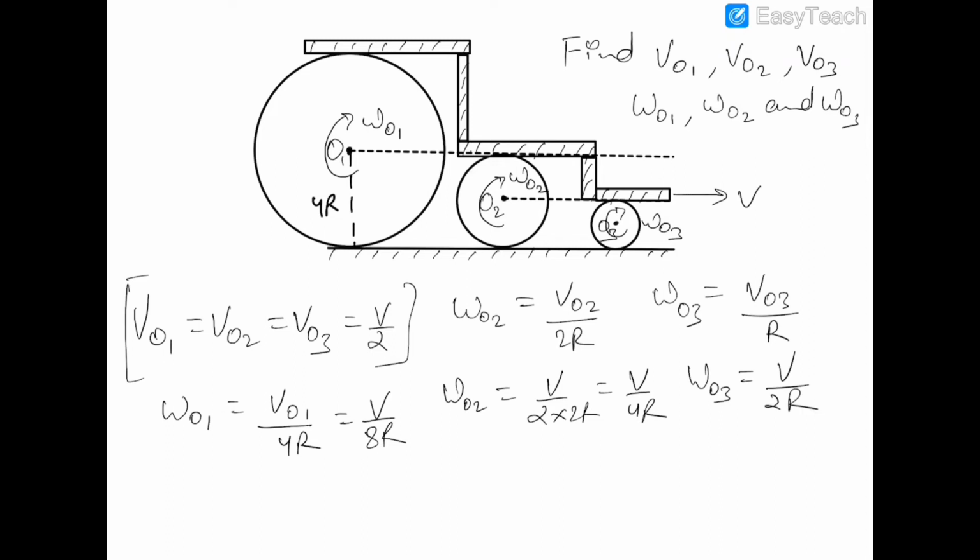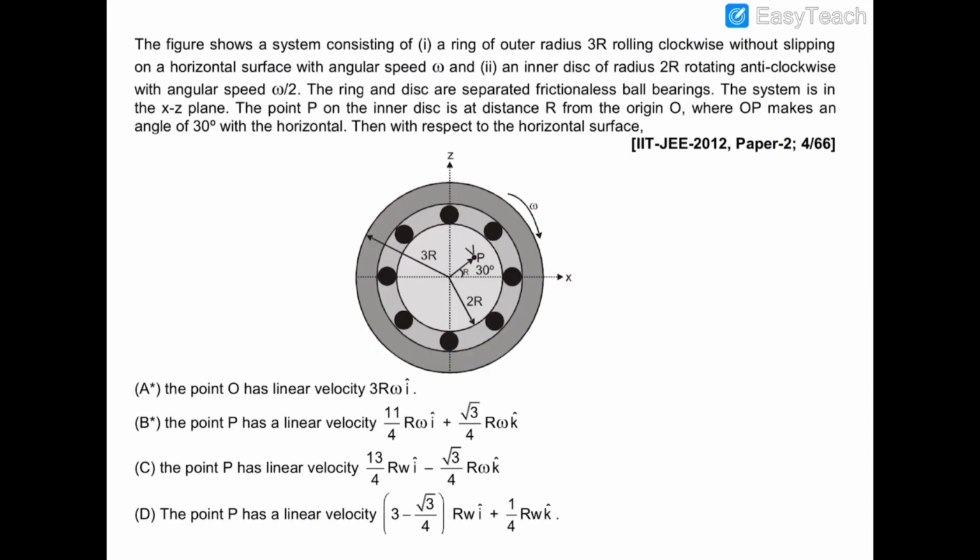Okay, now let's move on to the next question. In this question you can see that there is a system of ball bearings, and the outer ring surface is rolling with an angular velocity of omega. Its radius is 3r, and the inner ring is rotating in anti-clockwise sense with an angular speed of omega by 2. Its radius is 2r.